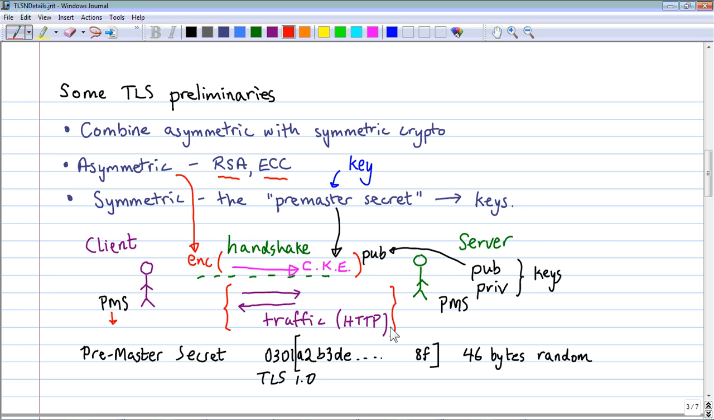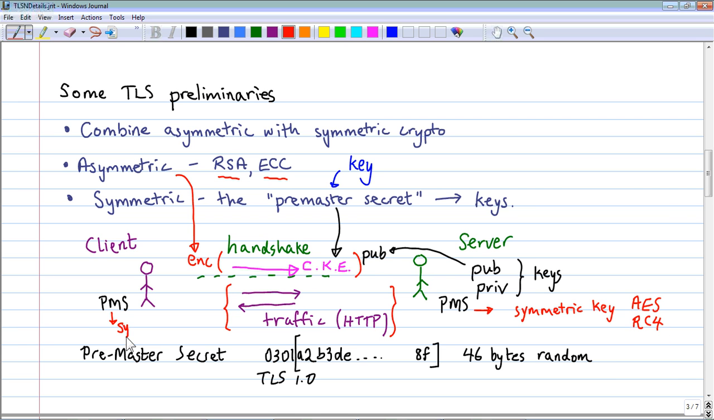So both sides getting the PMS are going to use it to generate a symmetric crypto key. That's not exactly the full details. An example might be AES. In AES, symmetric crypto, you have one key. That key is used to both encrypt and decrypt messages between the parties. There are others. It doesn't have to be AES. It can also be algorithms like RC4, and there are others.